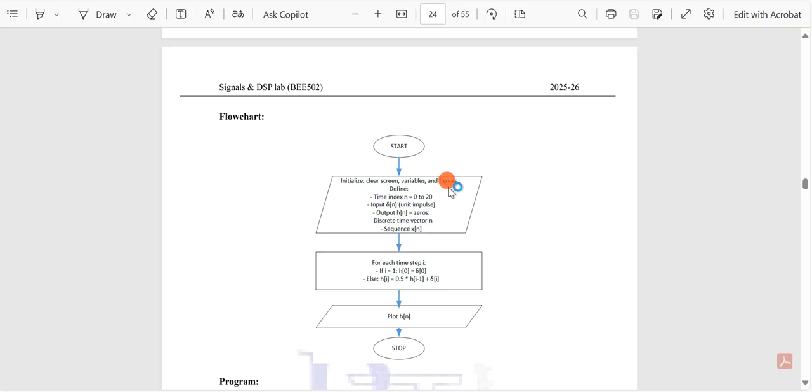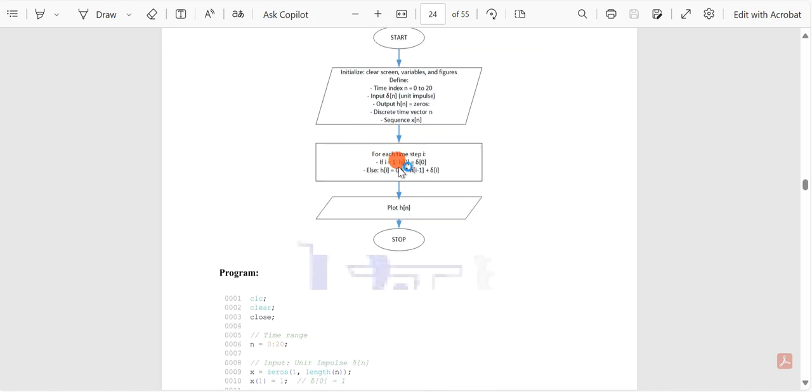Initially we have to initialize the terms, and we are creating the time index values, that is sample index values, from 0 to 20. The input impulse will be delta of n, and for the output h of n, first we create a zero matrix, and we give the sequence x of n.